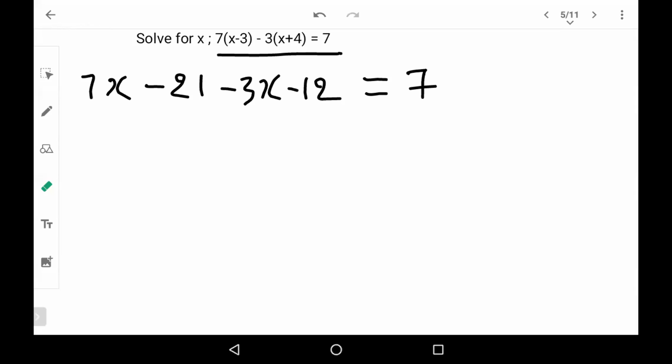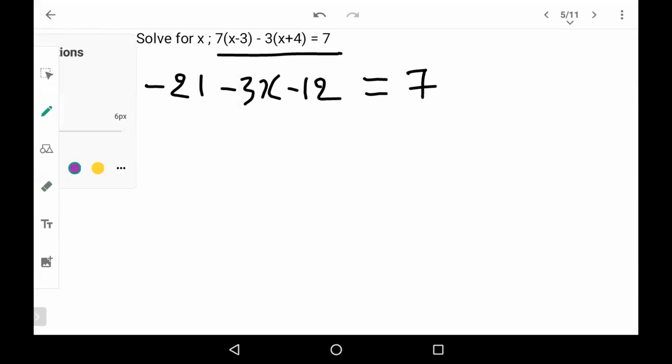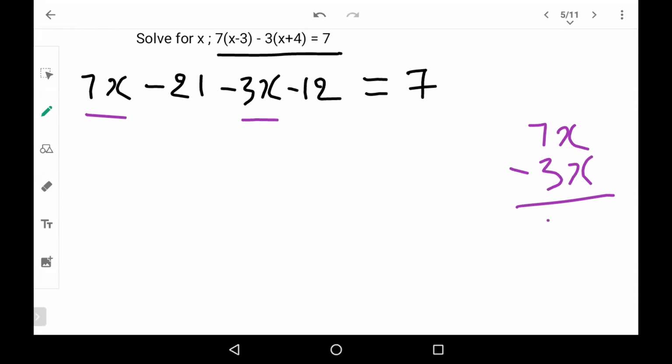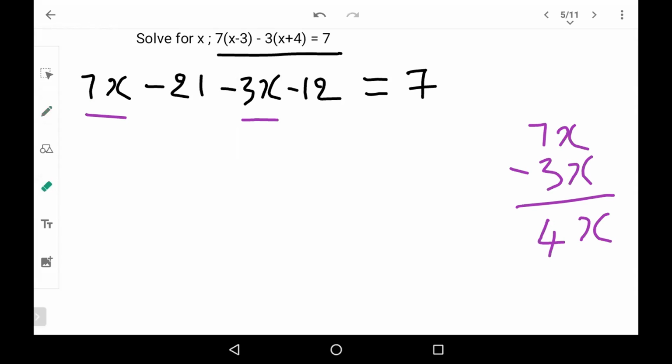Now if you see, we have 7x and minus 3x. So 7x minus 3x, how much will you get? 7 minus 3 is 4. 4x, not 5, it's 4. Okay, 7x minus 3x is 4x. So what we are going to do is take 4x here. It is plus 4x. Okay, it's not minus, it's plus 4x.